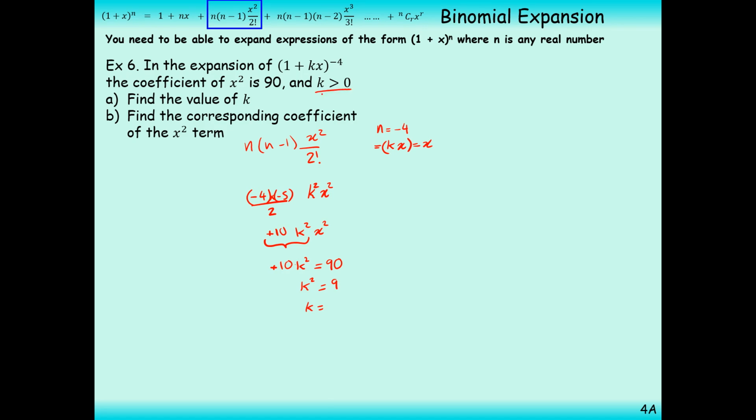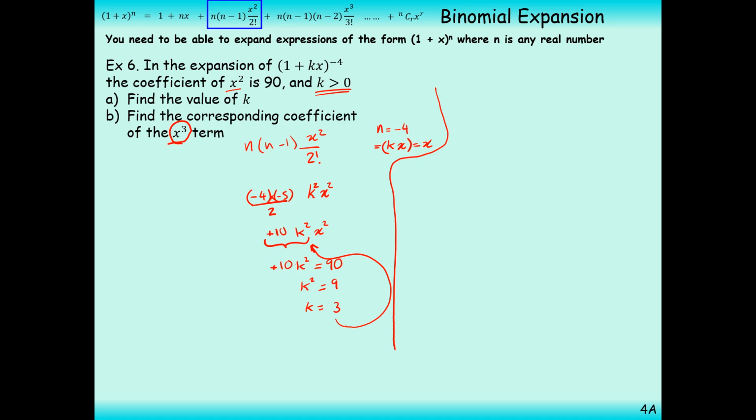Now we've been told that this k is positive, so we're going to ignore the fact that it could have been minus 3. So now that we know the value of k is 3, we are asked to find the corresponding coefficient. My apologies. There was a mistake in the question, so I actually had to change this to x cubed rather than x squared because we already knew the coefficient of x squared in part A anyway. So what's the coefficient of x cubed?